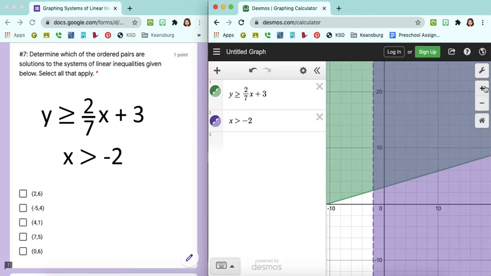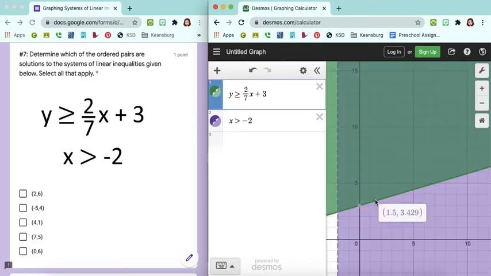I'm going to zoom in again so that I can see the numbers a little bit better. I can also always click on the line anywhere and get the coordinates to come up. So I see that my lines intersect right at -2 and 2.429. So I need to decide which of these points could be possible solutions.